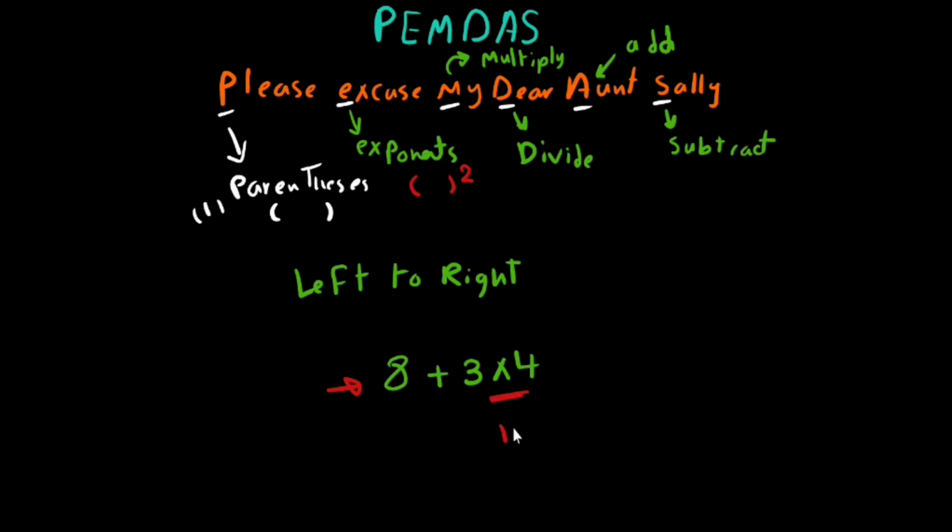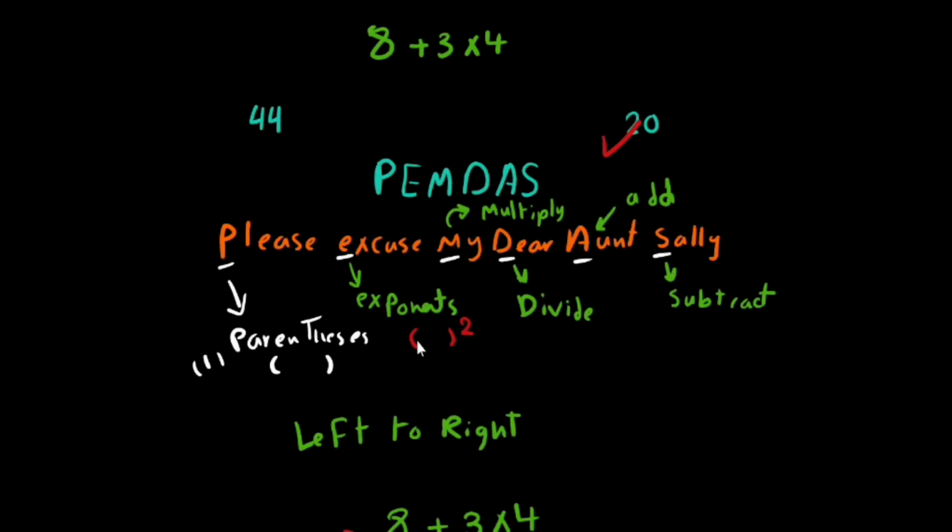3 times 4 is 12, and I drop everything else the same. I have 8 plus 12. Now I also start from the left to the right. I have no division here, so let's go to the next step. A for add: I have addition, so 8 plus 12 is 20. This is the result of my question, and this answer is right, and the other one is totally wrong.